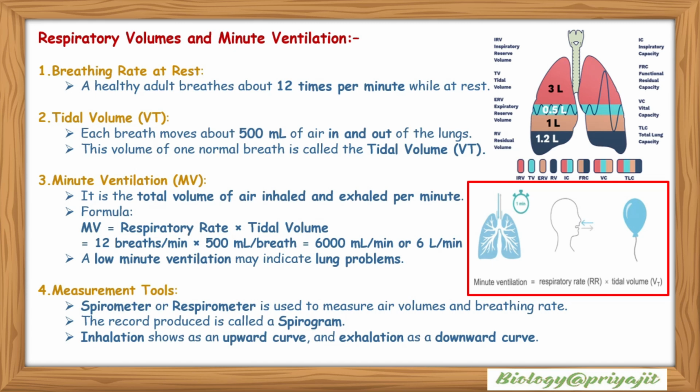The minute ventilation (MV) is the total volume of air breathed in and out per minute and is calculated by multiplying the respiratory rate by the tidal volume, that is 12 into 500, that is 6000 ml or 6 liters per minute. A decrease in this value may indicate respiratory problems.